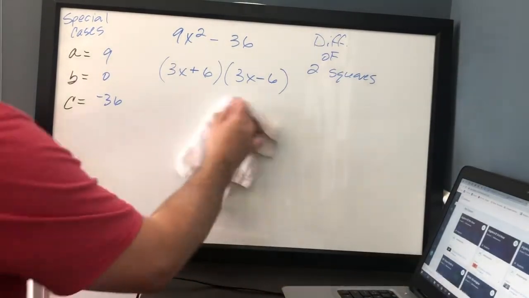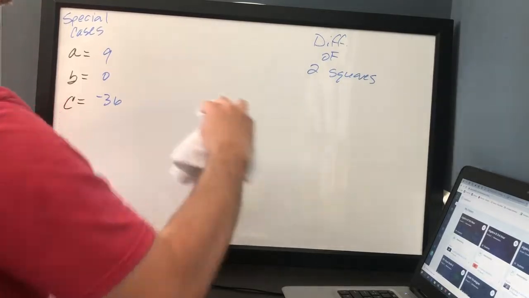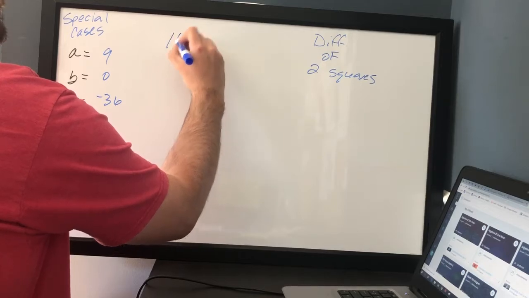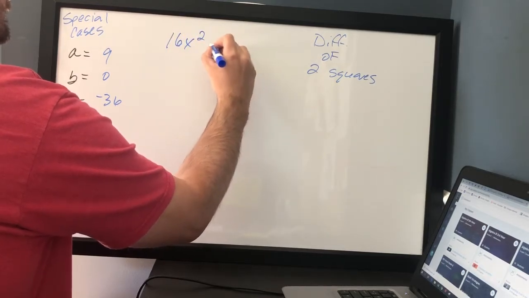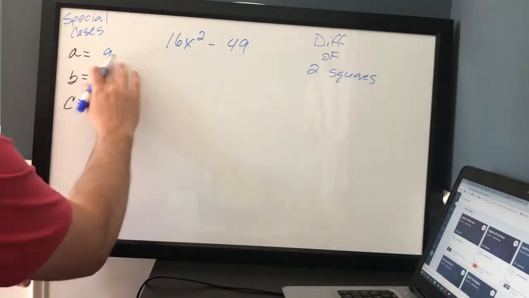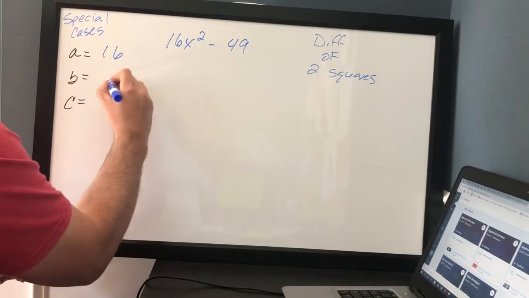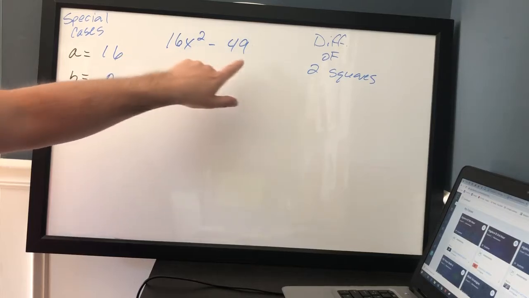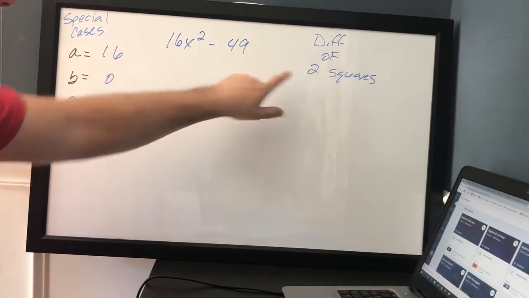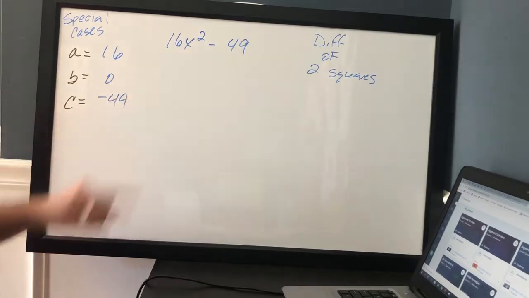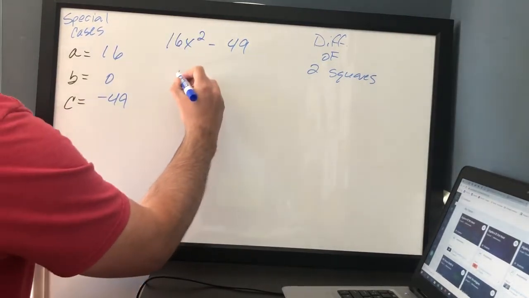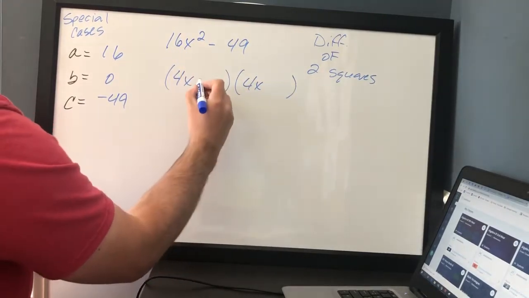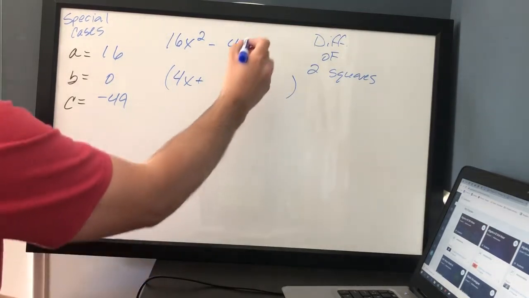Okay, let's do another one. Let's say that we've got 16x squared minus 49. In this case, A is 16, B is 0, C is negative 49. Is this a perfect square? Yes. Is this a perfect square? Yes. Is it the difference of 2 squares, meaning subtraction between the 2 terms? It is. What's the square root of 16x squared? It's 4x. So we do 1 of those in each set of parentheses. Subtraction, so that means 1 has to be positive, 1 has to be negative. What's the square root of this?